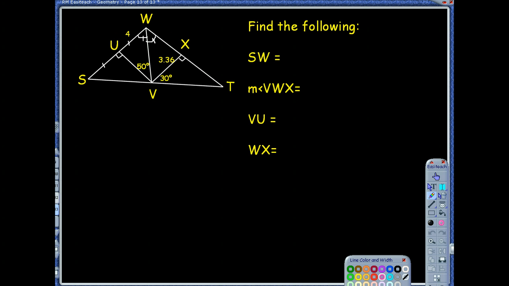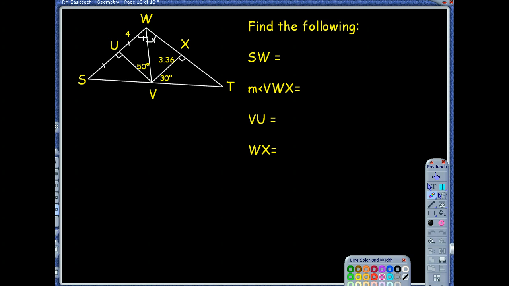Last example. Okay. This one says find the following. And we've got several segments and an angle that we're trying to find. It is just like you guys are at school. You're here. All right. So SW, class is not dismissed yet. Okay. SW, if you take a look at that, we're trying to find this measure.